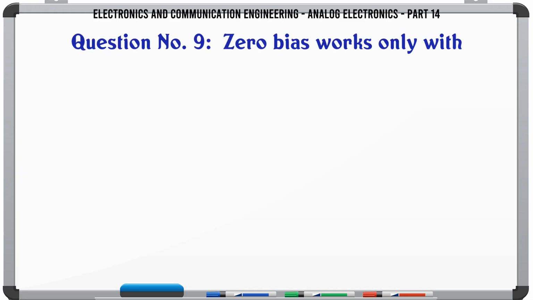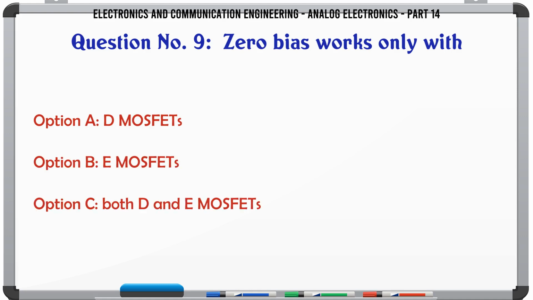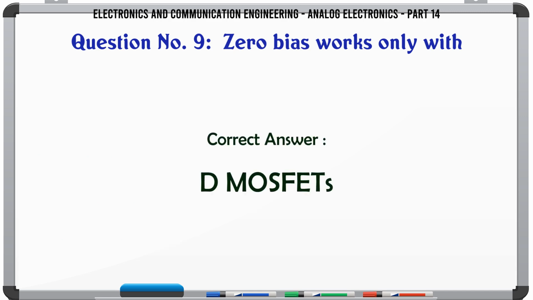Zero bias works only with A, D MOSFETs; B, E MOSFETs; C, both D and E MOSFETs; D, neither D nor E MOSFETs. The correct answer is D MOSFETs.